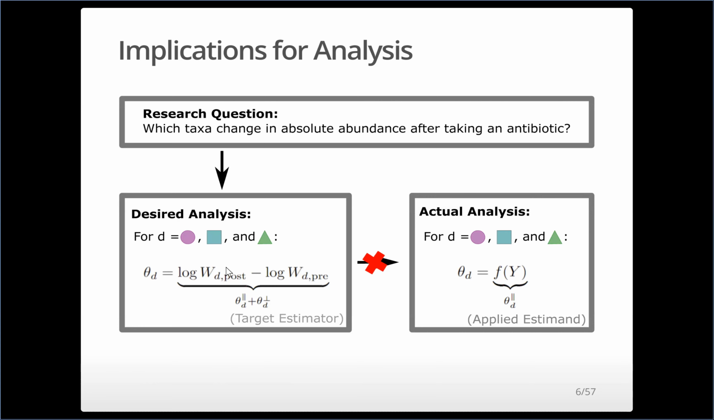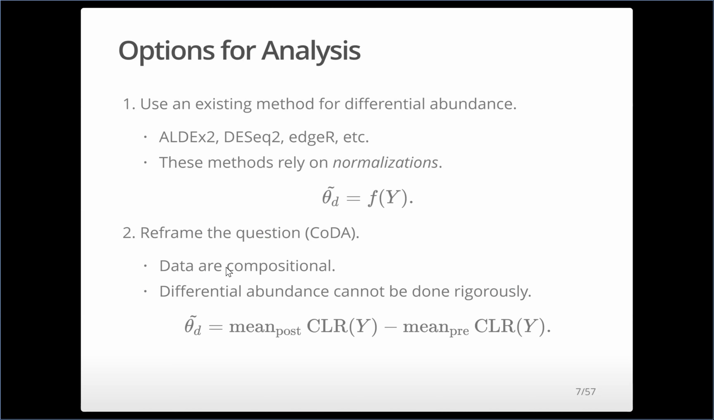Perfect. All right. So let's think about some of the common options for analysis. So the first one would just be use some existing method for differential abundance. We talked about these. They all rely on normalizations. And basically, again, what I mean by the concept of normalizations is that they use some function of your data to answer the question. And in doing so, they make some assumption about the scale of the data through that normalization. Now, the other option is to reframe the question, to use like compositional data analysis type techniques.